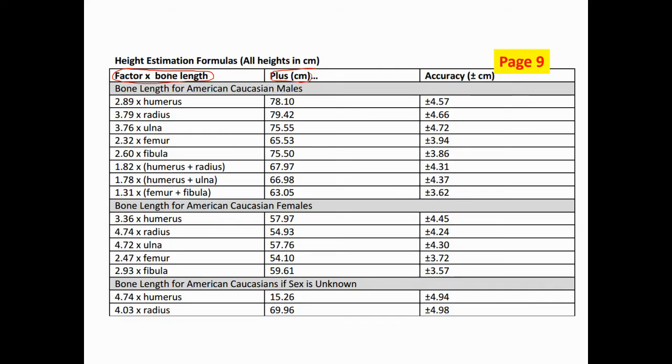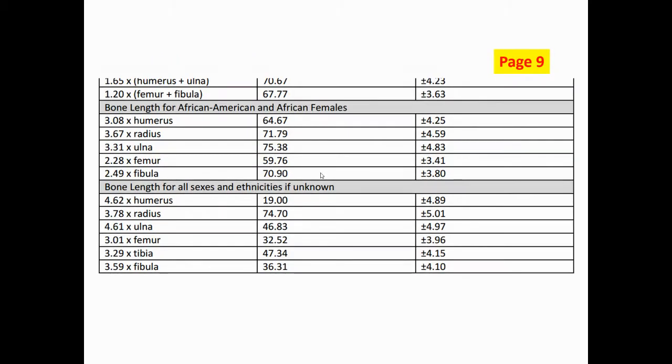And also please notice that based on many averaged measurements for different people, of different races and different sexes, we've got different parts of this chart, whether you've got American Caucasian males, American Caucasian females, American Caucasians if sex is unknown, going down to the bottom, a couple different parts of the chart for African American and African males and females. And then at the very bottom, you've got this generalized formula. If you're not sure if the bone came from a male or a female and you don't know anything about the ethnicity, then you use this part of the chart.